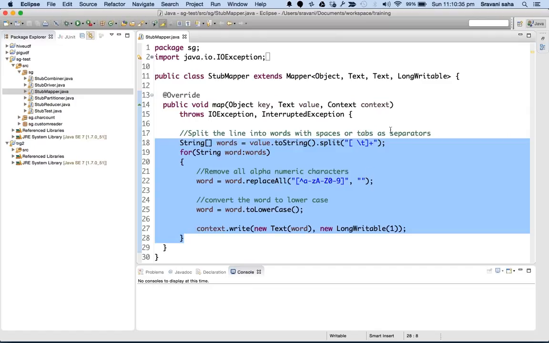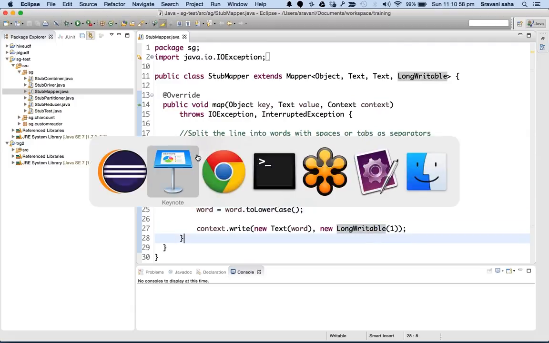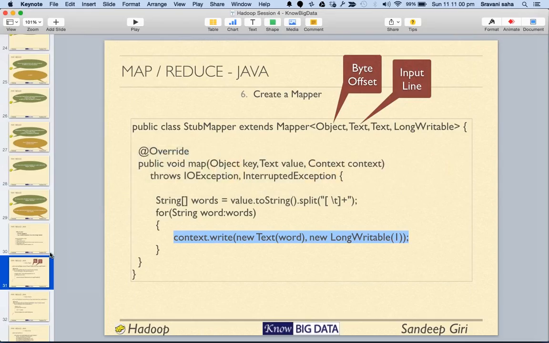Great. So essentially what I am doing here is splitting it by space or tab and then iterating over the words, removing everything which is non-alphanumeric, and then converting the word into lowercase. All right.